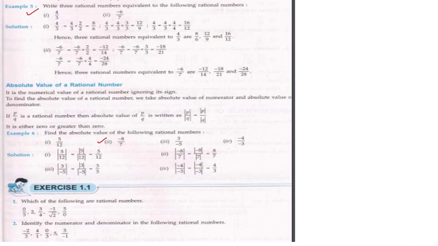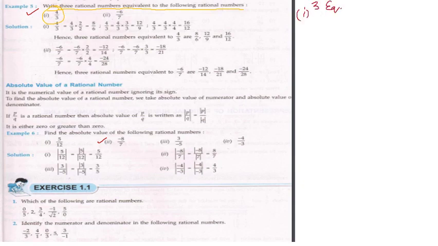Moving on to example 5. They are saying to write 3 rational numbers equivalent to the following rational numbers. We will do here only the first part. How to do that? Just now we have done it also. What will we do?